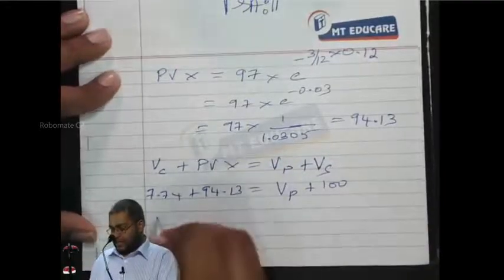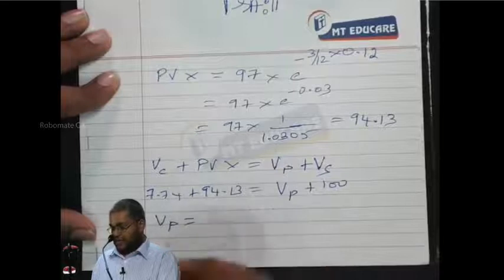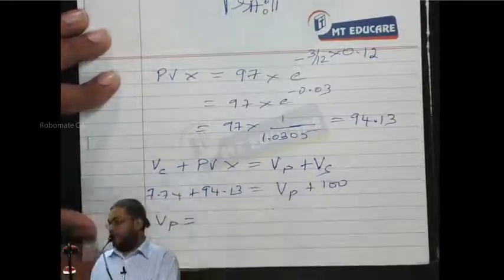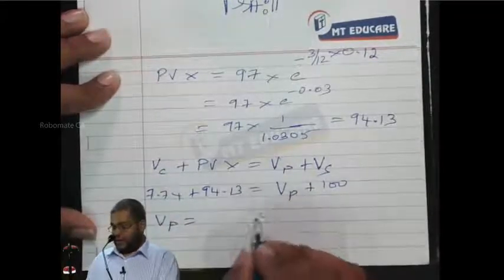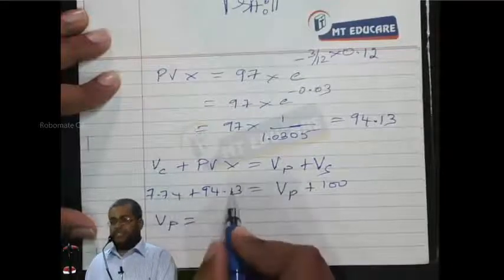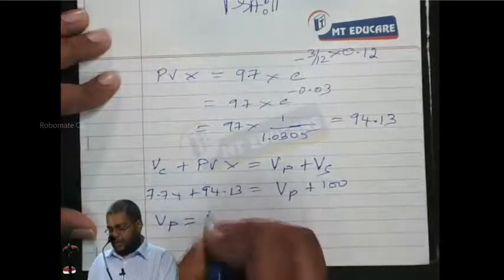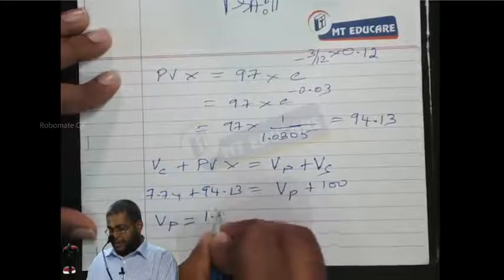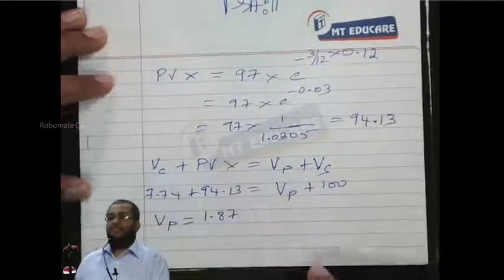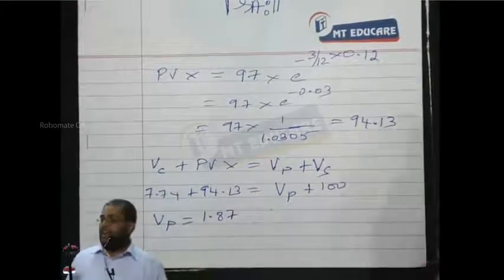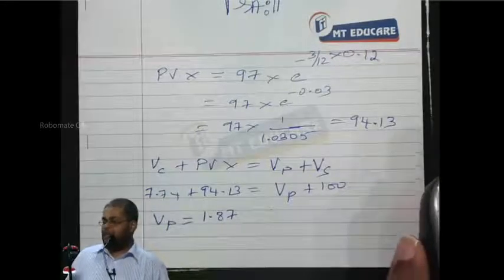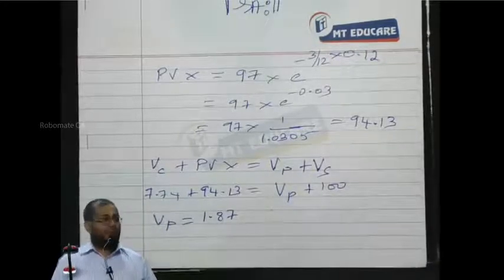Rearrange it. I'll get value of the put is equal to, please tell me the number, net off and tell me. 7.74 plus 94.13 minus 100. What is the number? 1.87. The value of the put is equal to 1.87. The value of the put option is equal to 1.87.